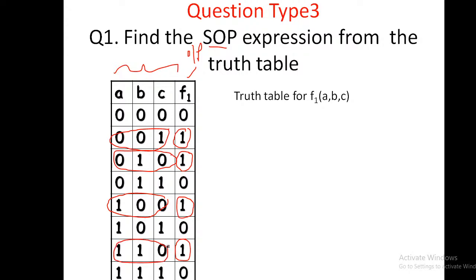What I have discussed, this is the second type of question where a truth table is given, and from this truth table you have to find out what is the function of F1. Now you have to check first where ones are at the output, because when it is SOP you will be finding ones at the output. When it is POS you will be finding where the zeros are at the output.